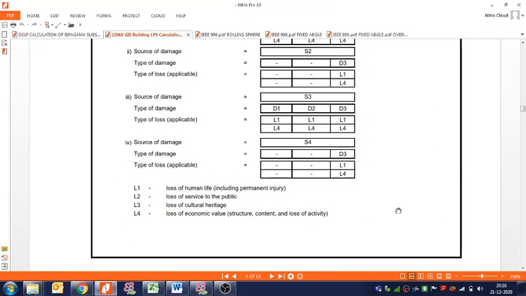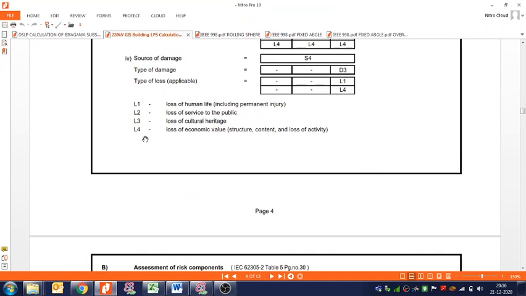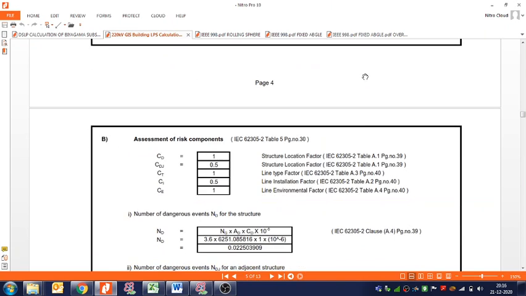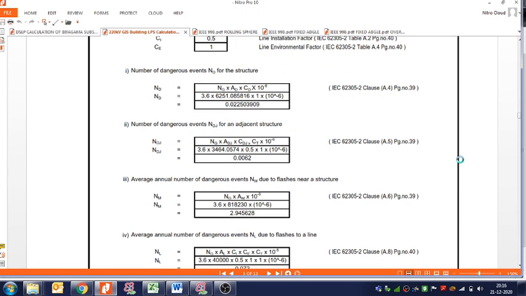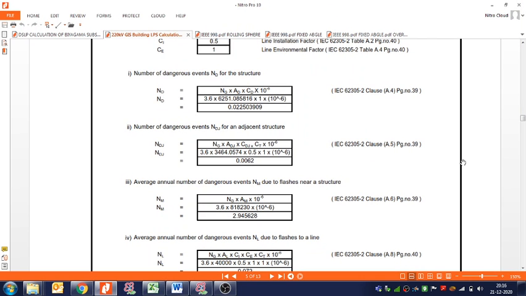So we identify all types of losses and we estimate the overall risk from the lightning. We calculate the overall risk, that is called the overall risk value R, and we compare this overall risk value R with the tolerable risk value RT.